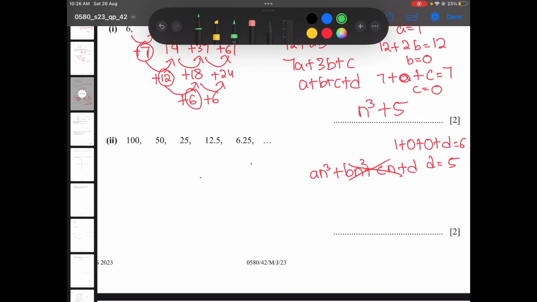100, 50. So here you can see that we're commonly multiplying by a half. Starting with 100, the formula is a times r to the n minus 1. So I'm multiplying by 0.5 or 1 by 2, to the n minus 1. This can also be expressed as 100 times 2 to the 1 minus n, because this would give a negative exponent, and 2 raised to negative would give the same thing. So I'm going to use the other one as it looks simpler compared to 0.5. So 100 times 2 to the 1 minus n. That's it.